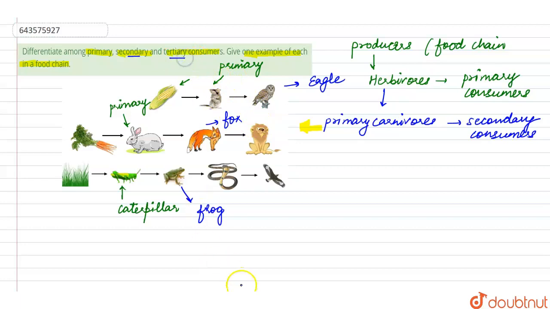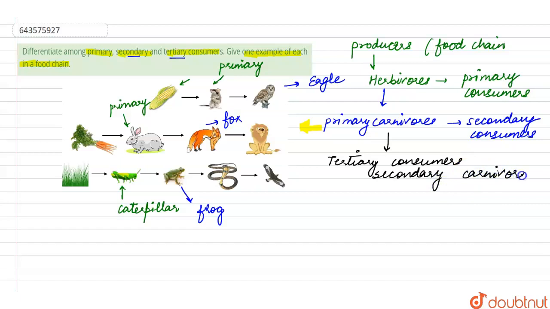Now coming on to the third one, that is the tertiary consumer. Secondary consumers will be further fed upon by the tertiary consumers, or these are also carnivores, and these carnivores are also called secondary carnivores. So let's mark these secondary carnivores. In this chain we have the lion as the secondary carnivore. In this chain we have the snake as the secondary carnivore.